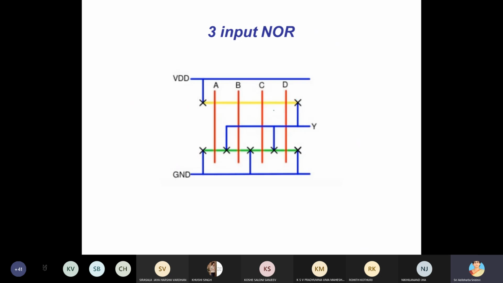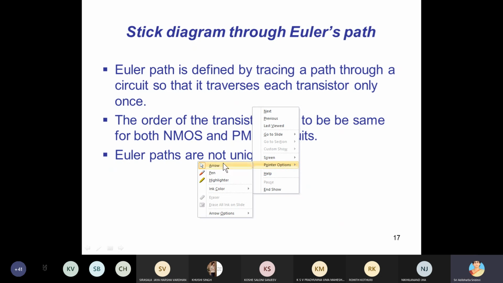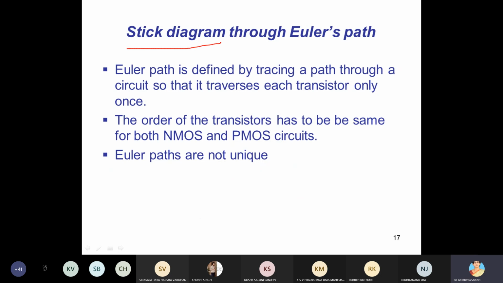So we'll draw many examples also so that it will be clear for you. Okay. So what is a Euler path actually? How do we make a stick diagram through Euler's path? What is a Euler path?